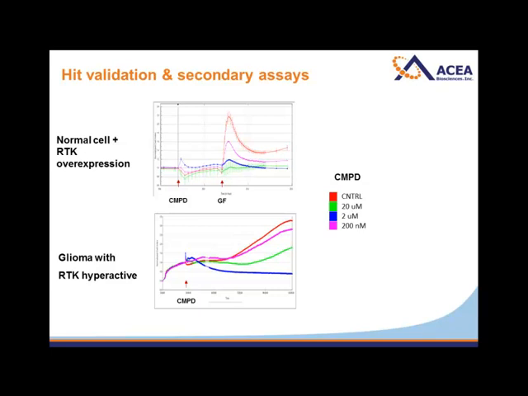So here's an example of a normal cell, which has overexpression of the receptor. We add the inhibitor, nothing happens until we stimulate with the growth factor, and we can see a dose-dependent block compared to control of the immediate effect of the growth factor. So we're looking at an inhibition here. And this is a different cell line, a glioma tumor cell line, which has the hyperactive response. Again, what we're looking for here is basically the long-term morphology and cytotoxicity.